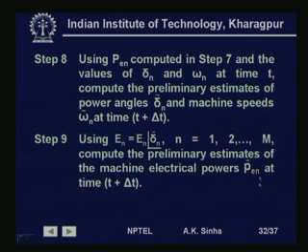Using the electrical power output of the machine and the values of delta_n and omega_n at time t, compute the preliminary estimates of the power angles delta_n hat and omega_n hat at time t plus delta t. That is, we are trying to use the modified Euler method.